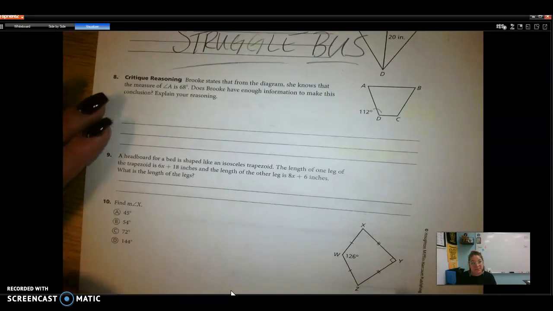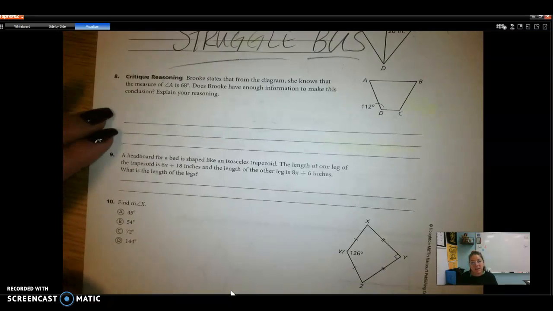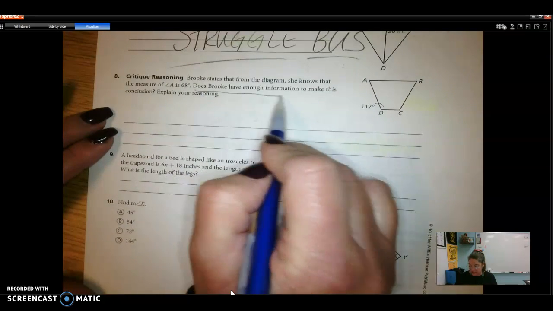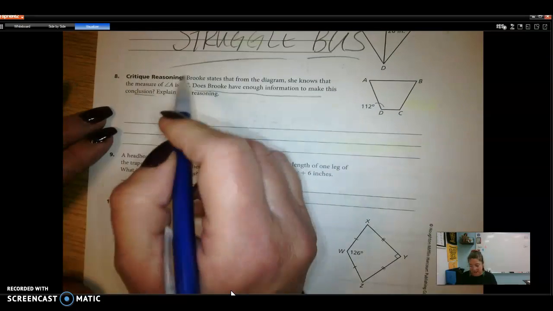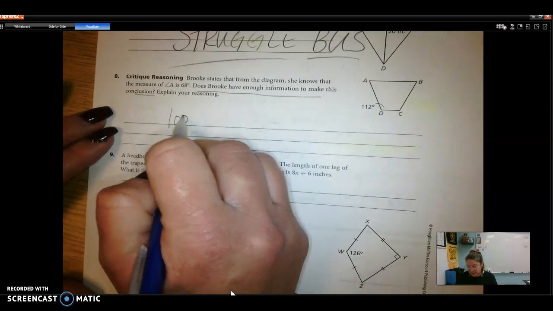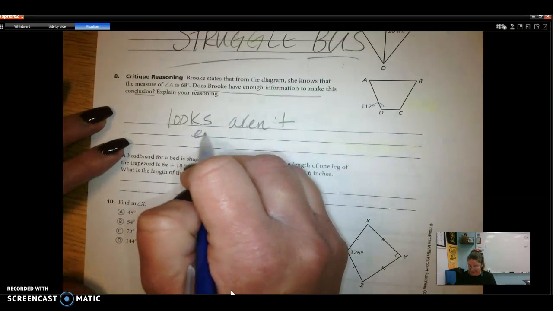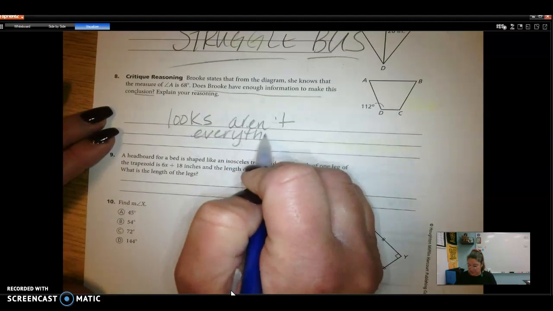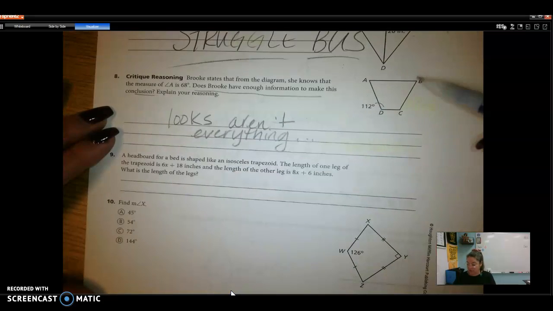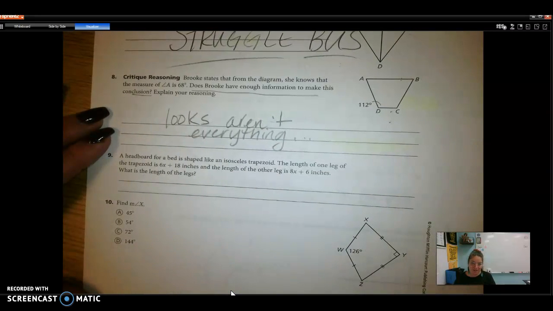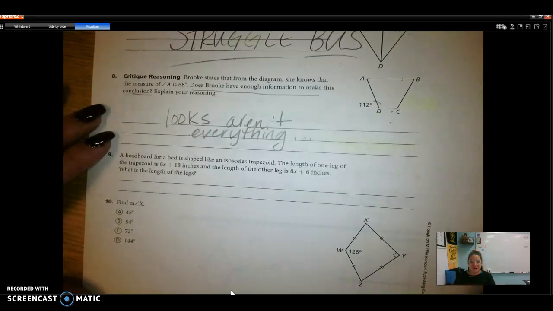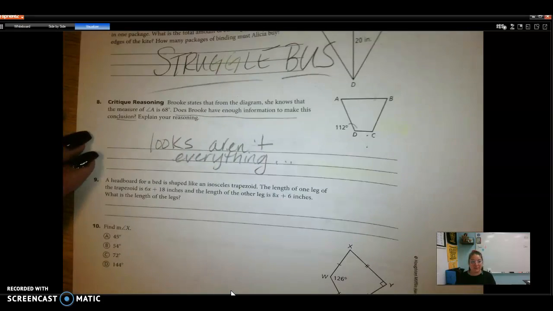Number 8, when you go to look at number 8, I will tell you that no, she does not have enough information, and the reason why is because looks aren't everything, okay? Just because it looks like a trapezoid and it looks like these two sides are parallel does not necessarily mean that they are, okay?